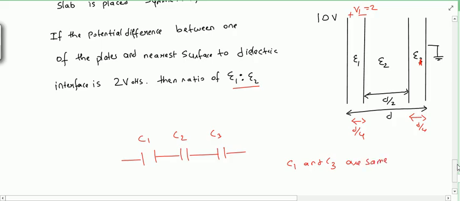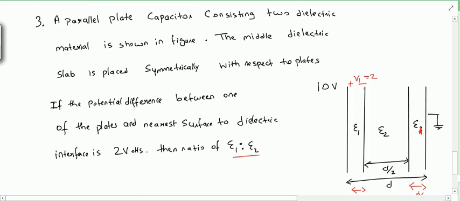So as this potential is 2, this potential will also be what? 2. So the total potential between these plates is 10 volts. Here I write V3, because I have taken it for C3. So what will V2 be? It will be the remaining part. The total is 10, so 2 plus 2 is 4, and here it will be 6 volts.